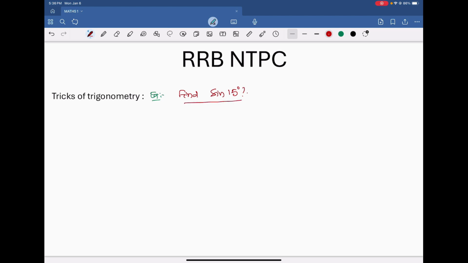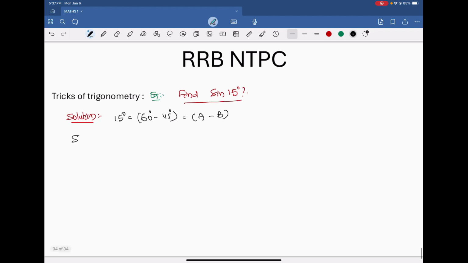You please see. The solution can be, what is the value of 15 degrees? 15 degrees is nothing but the difference between 60 degree and 45 degree. 15 degrees is equal to 60 degrees minus 45 degrees. That is equal to A minus B. We'll write it as A minus B. What is the value of A? A is 60 degrees, B is 45 degrees. Then what is sin A minus B?